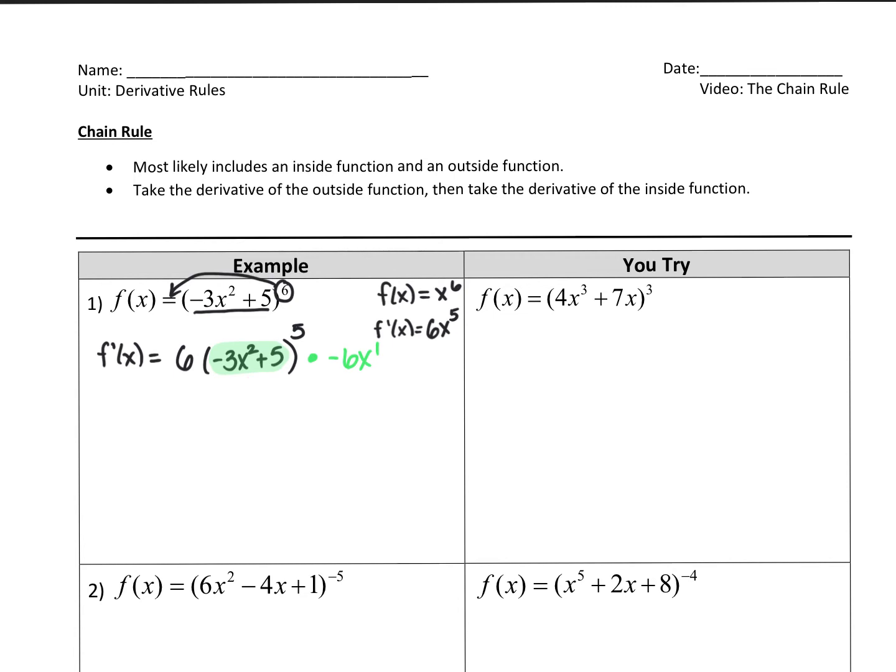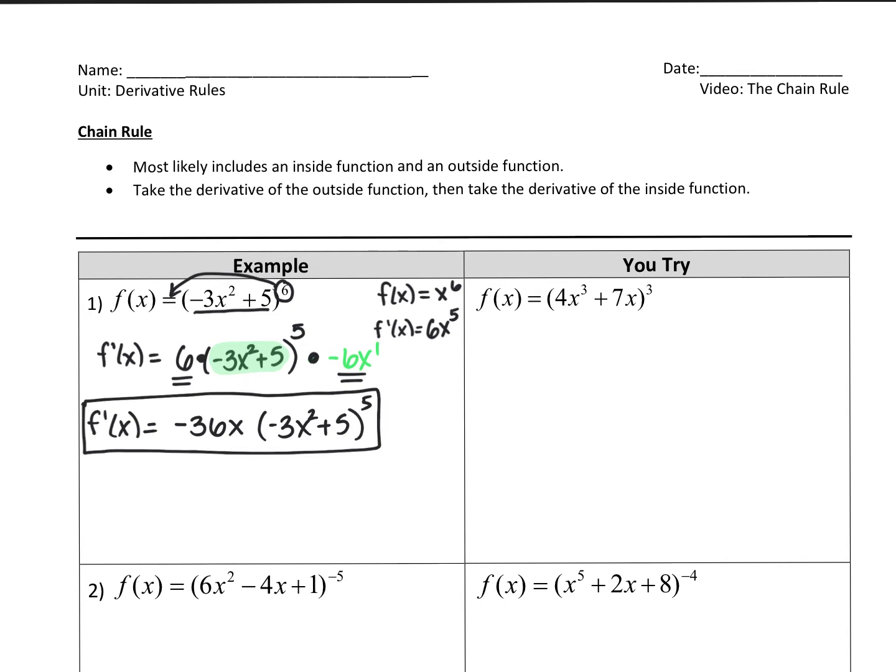Now we can clean this up a little bit if we'd like. So this could be f prime of x, because this 6 is attached to this by multiplication, so we can combine the 6 and the negative 6x by multiplication and make that negative 36x, put that in front, negative 3x squared plus 5 to the fifth. And that would be our derivative.